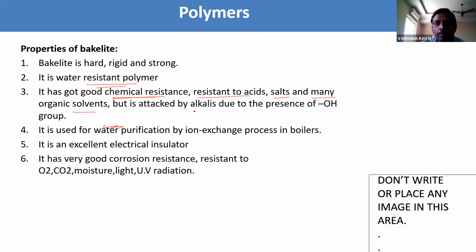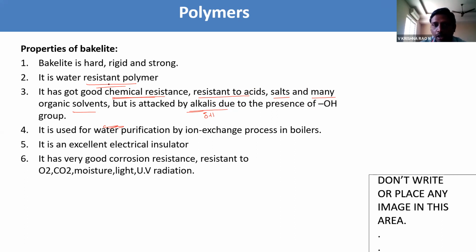But it is attacked by alkalis. Alkali is nothing but base, due to the presence of the OH group. It has good chemical resistance and is resistant to acids, but it is easily attacked by bases, OH minus. It is resistant to salts and many organic solvents, but it is attacked by alkalis due to the presence of the OH group. It is easily attacked by alkalis.